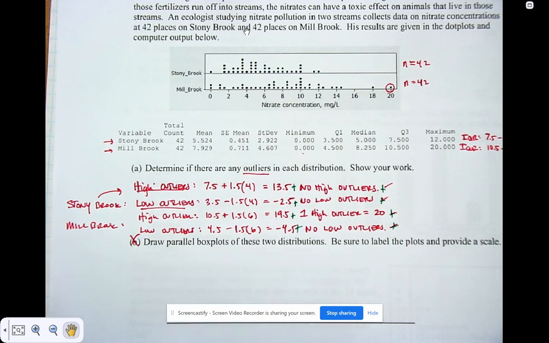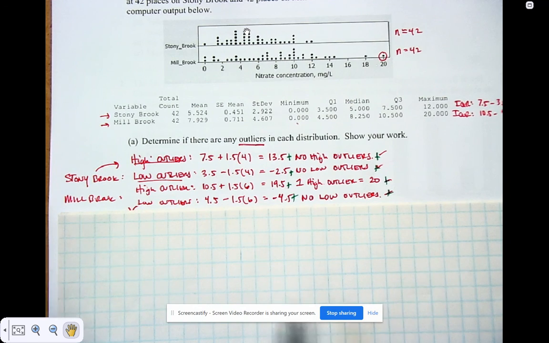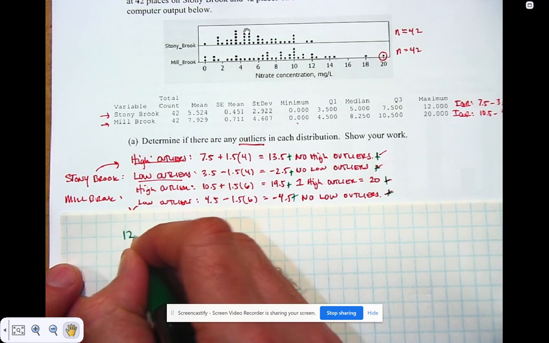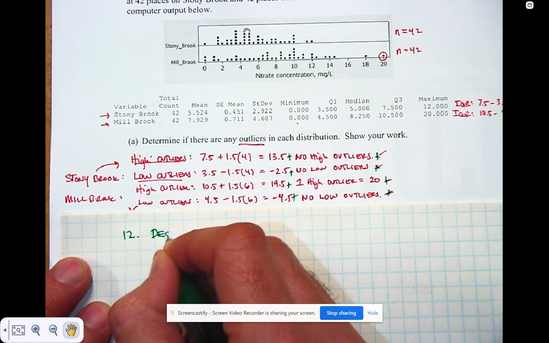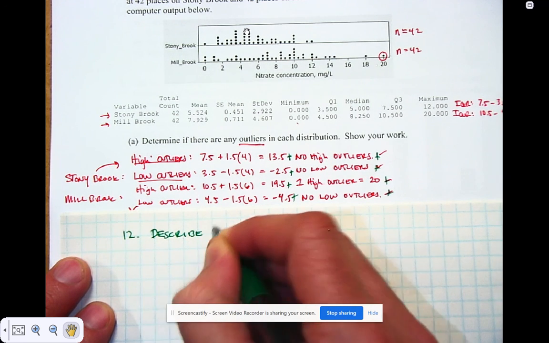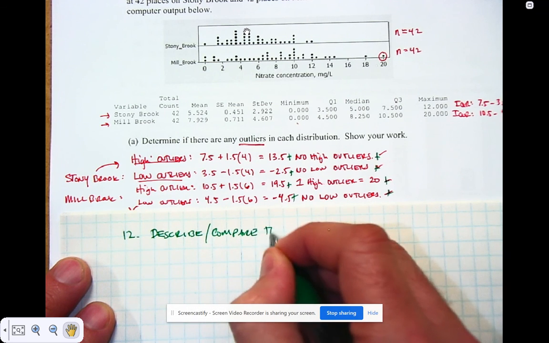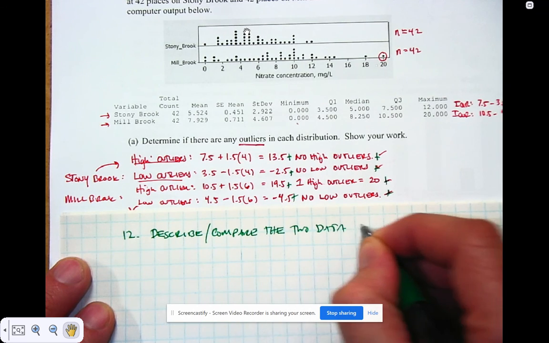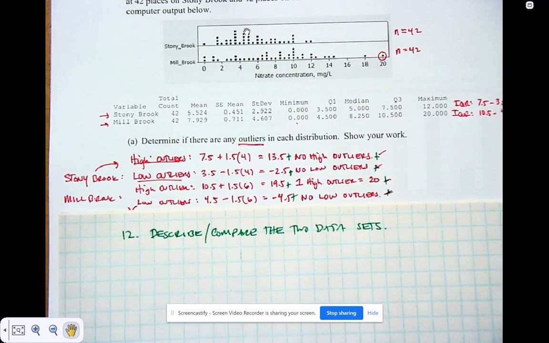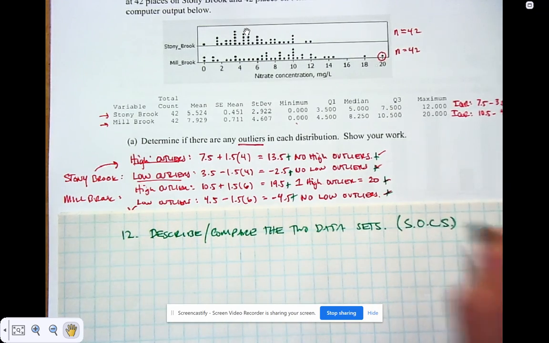All right, so what I'm going to do now is cover these questions up because I'm not going to ask you those. But the next question you're going to have to do would be to describe and compare the two data sets. And again, I will tell you, which some people just refuse to do, you can't make it up, right?